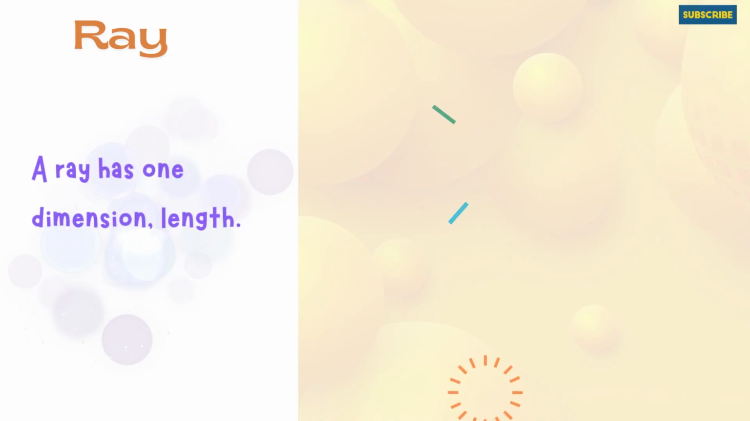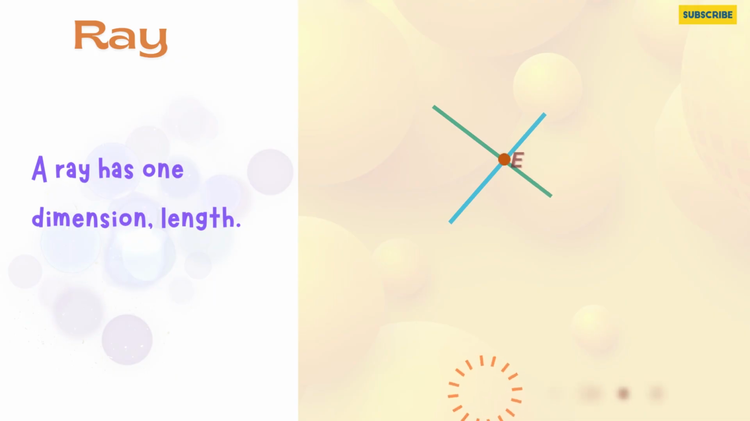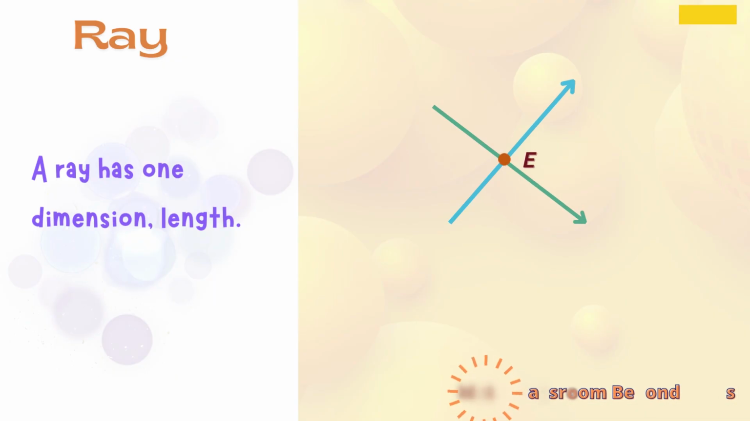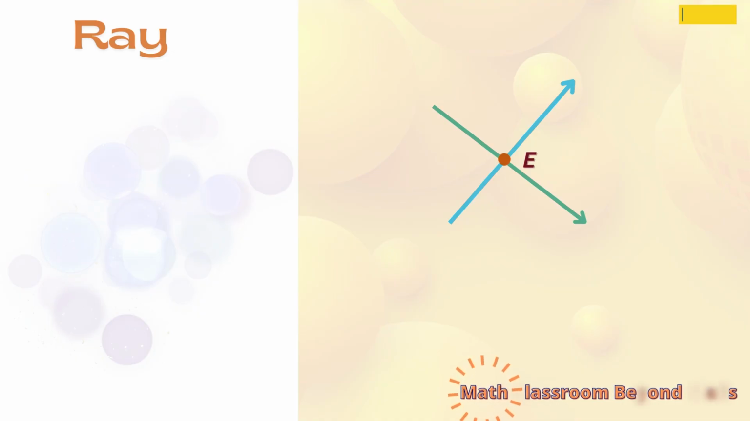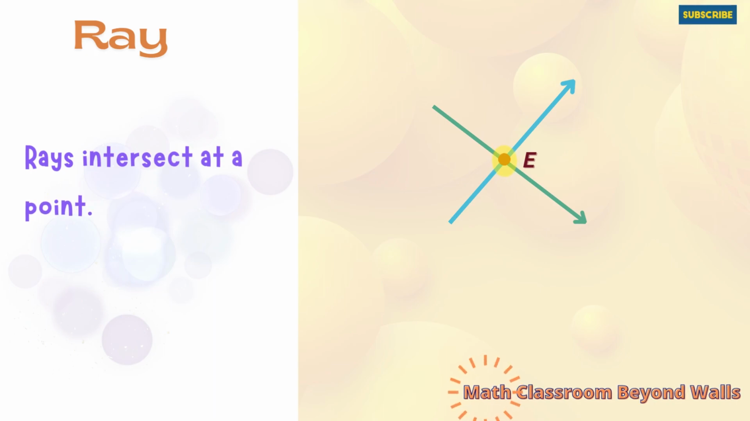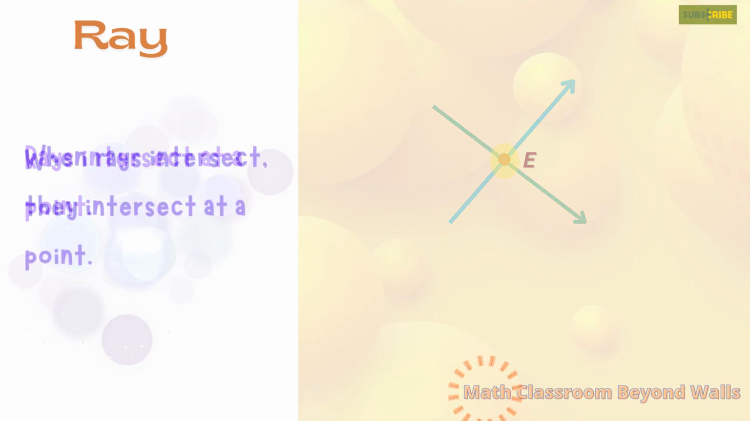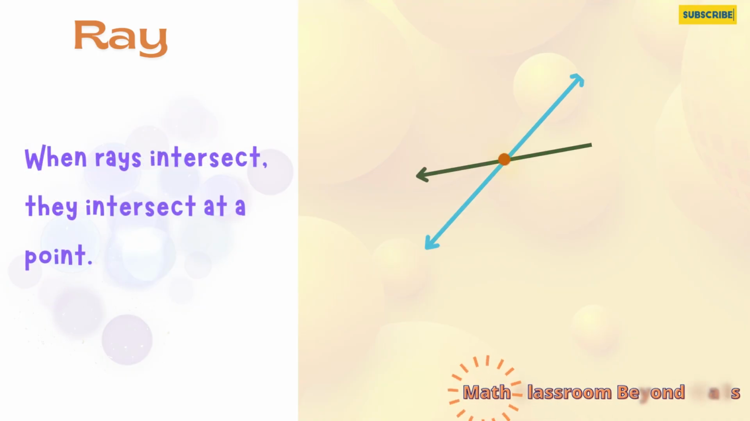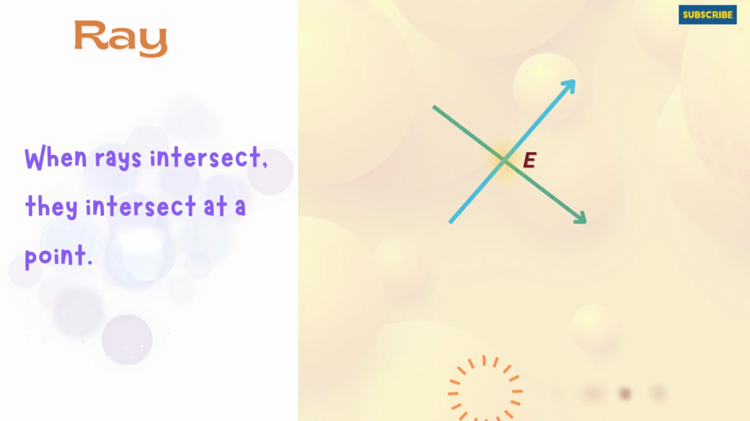Look at these, learners. What do you see here? You're correct. We have here rays intersecting each other. Where do the rays intersect? The rays intersect at a point. Here, the point of intersection of the two rays is point E. Just like lines, rays intersect at a point.